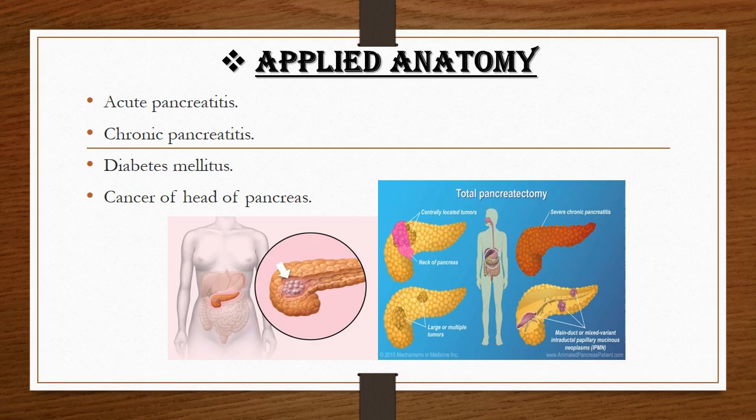Next is diabetes mellitus, which is very common in today's generation, where its symptoms are polyuria, increased frequency of urine, polyphagia, voracious appetite or very much increased appetite, polydipsia, excessive thirst, and glucosuria, presence of sugar in the urine, and with that hyperglycemia, that is increased glucose level in the blood.